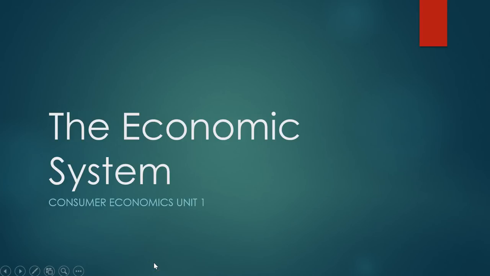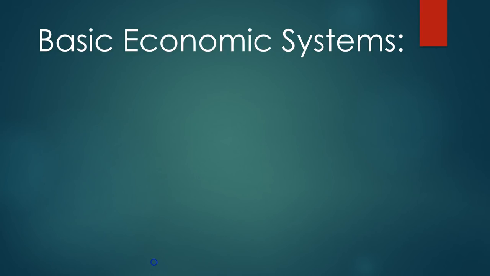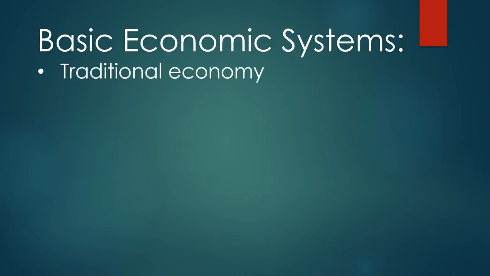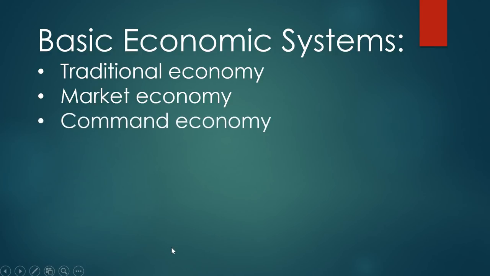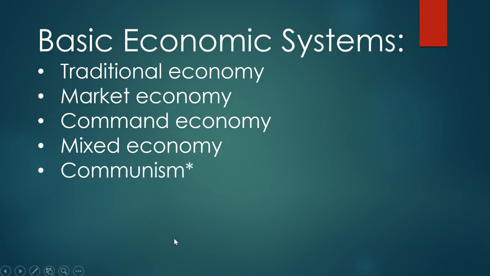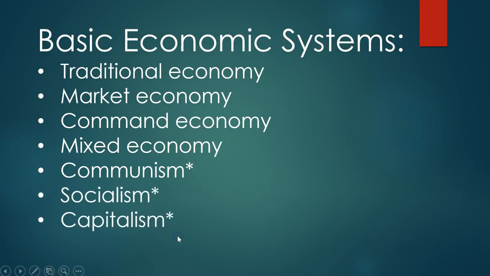The economic system, Consumer Economics Unit 1. So in this unit, we're going to briefly take a look at some of the basic economic systems that exist throughout our world. We're going to be looking at traditional economy, market economy, command economy, mixed economy, and then within that, we're going to be looking at what is communism as well as socialism and capitalism as well.